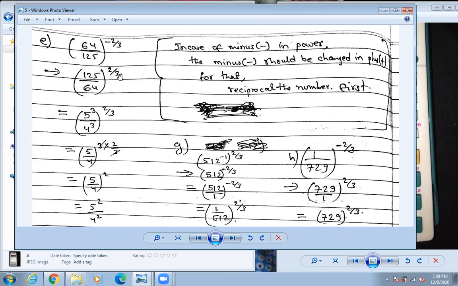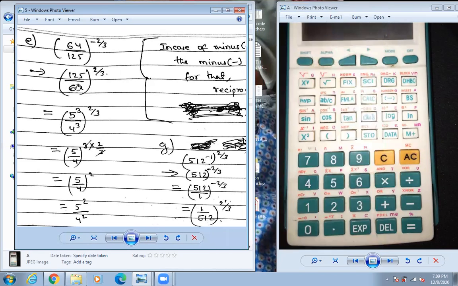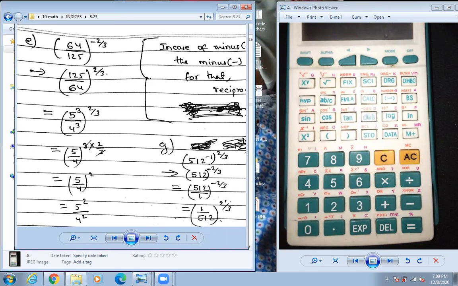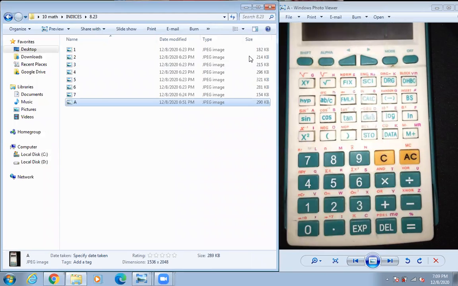What you need to do is, 3 is there as the root, that means you need to find out the cube root of 125 and also of 64. So use a calculator. How will you take out the value of the cube root of 125?